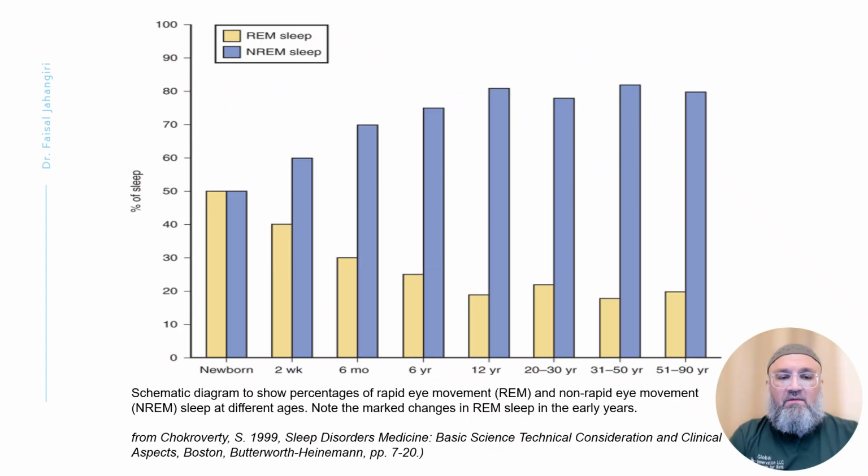So this is a comparison of REM sleep versus non-REM sleep from newborn to 2 weeks, 6 months, 6 years, 12 years, and so on. You can see REM sleep is much higher in the newborn, where REM and non-REM sleep are almost equal. Then with progression, the REM sleep gets smaller, and the non-REM sleep duration gets longer and longer.